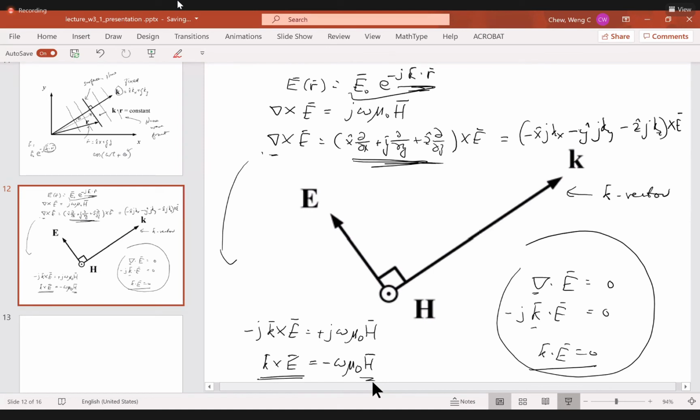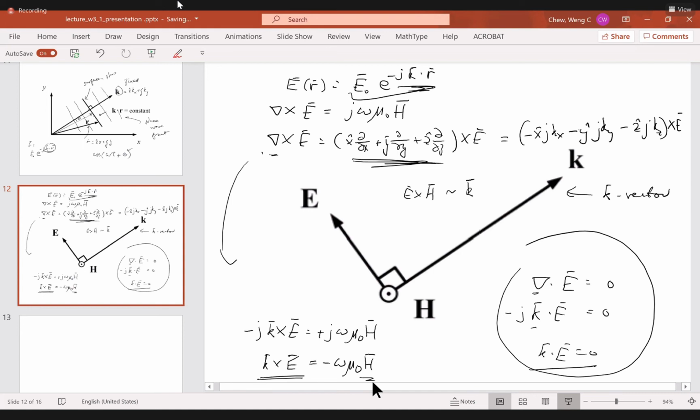So k, E, and H make an orthogonal system. This is the right-handed coordinate system of E cross H. You can also see that E cross H points in the direction of k. So this is the characteristic of a uniform plane wave.